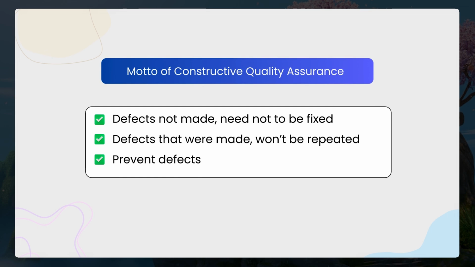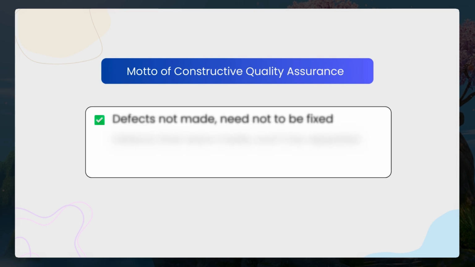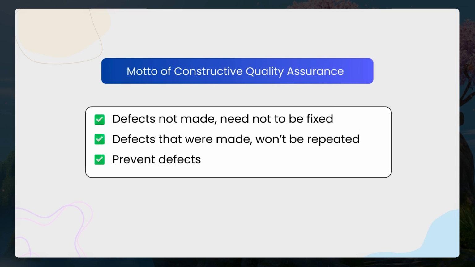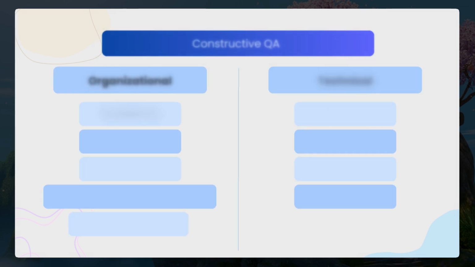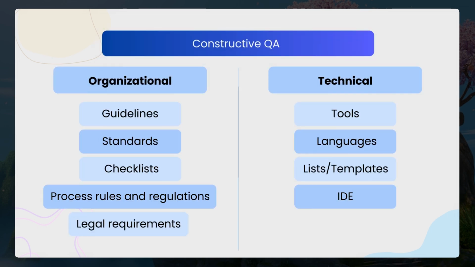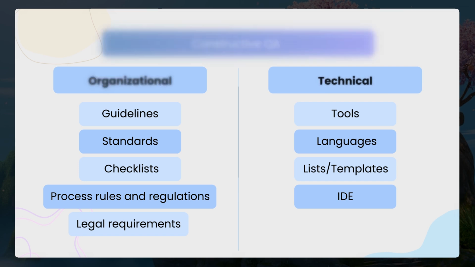We strive to prevent defects by implementing rigorous code reviews, unit testing, and continuous integration. When a defect is discovered, we conduct a root cause analysis to understand the underlying issue and implement corrective actions to prevent recurrence. By focusing on preventative measures and learning from our mistakes, we aim to deliver high-quality software that meets customer expectations. So, constructive QA can be categorized into organizational and technical parts. You can pause this video and go through these organizational and technical elements here.